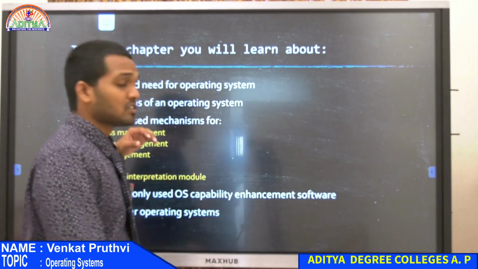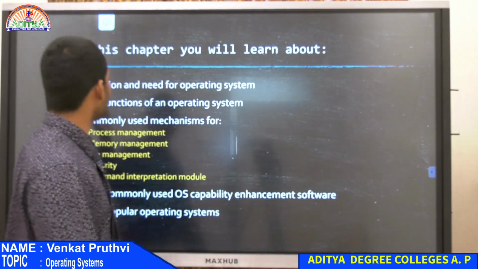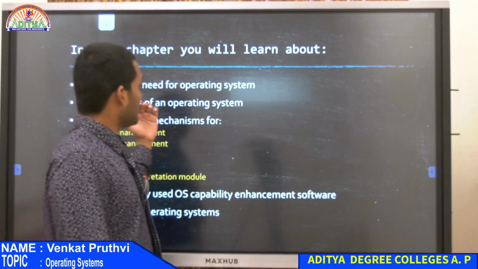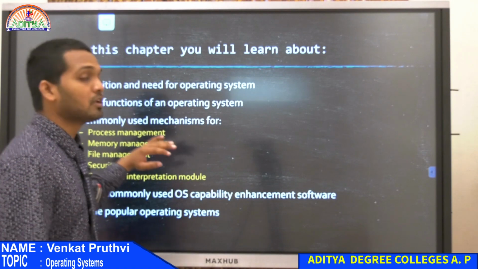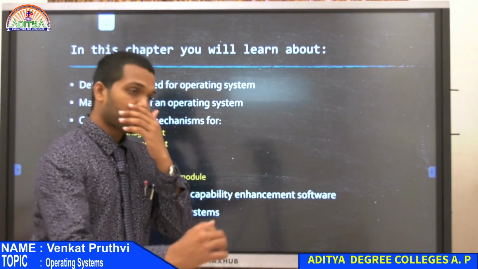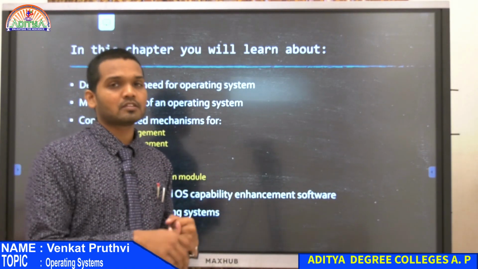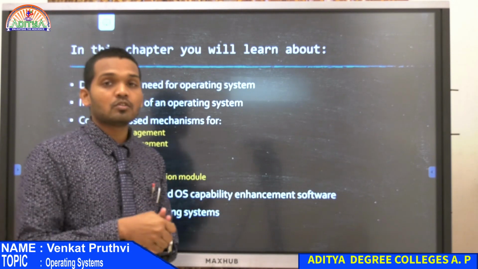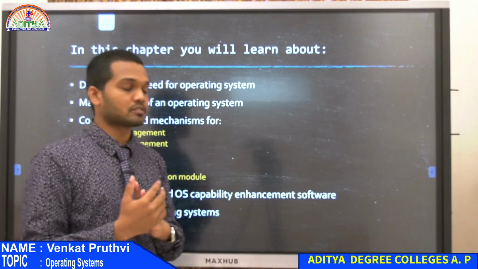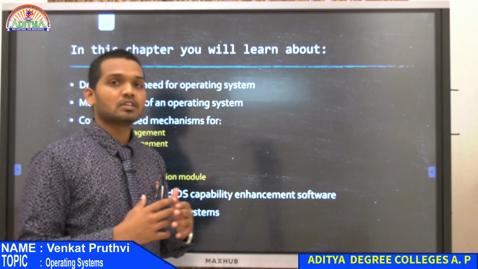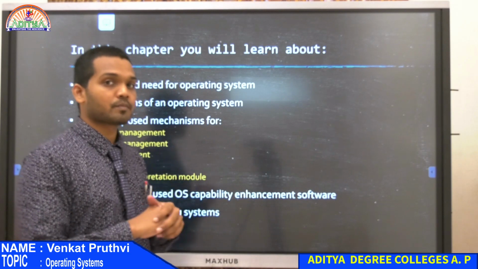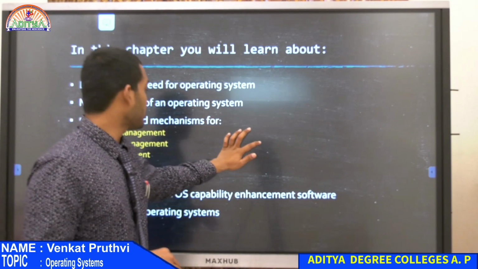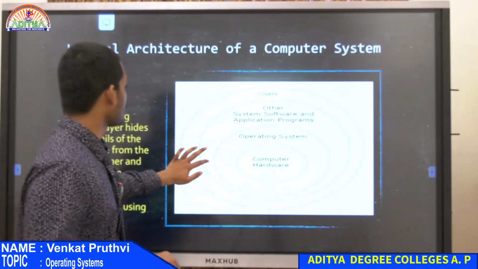I'll just give you a gist about what we discussed in the previous class. We discussed the definition and the need for an operating system, then the main functions of an operating system and the commonly used mechanisms inside an operating system. Now we know what an operating system is, why we require it, and the main functions it does. After that we have to see what kind of mechanisms it uses to perform these functions. We discussed process management in the last class.